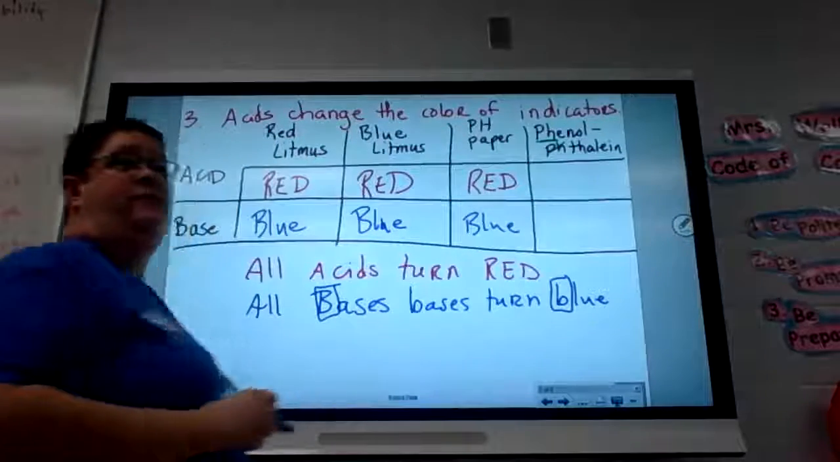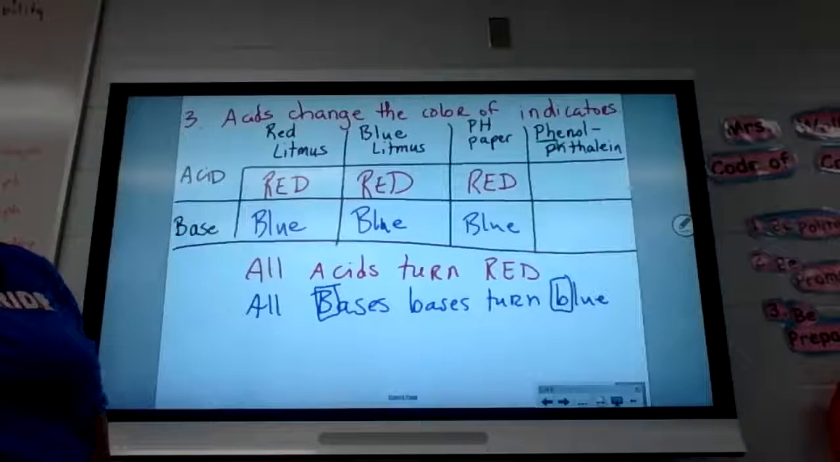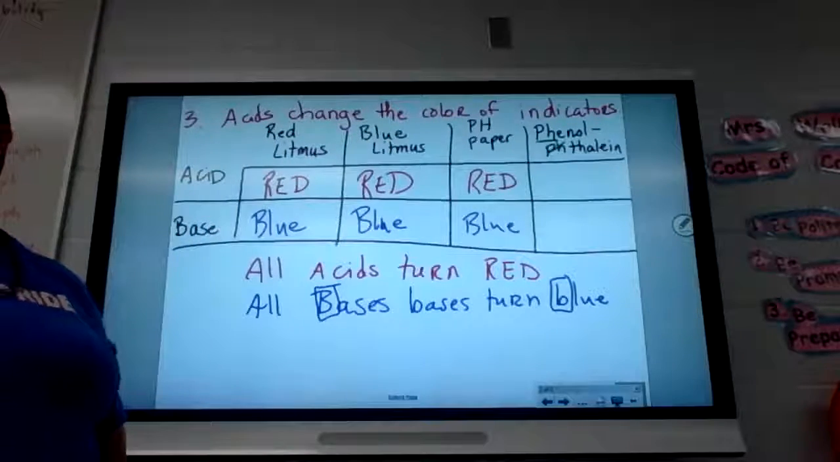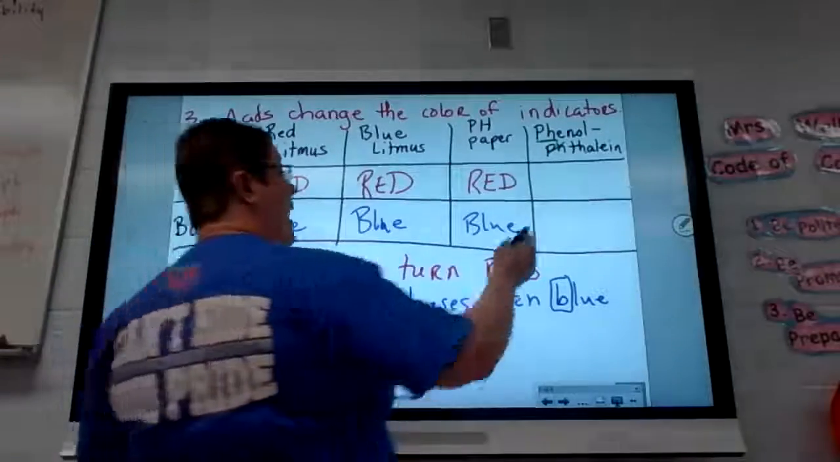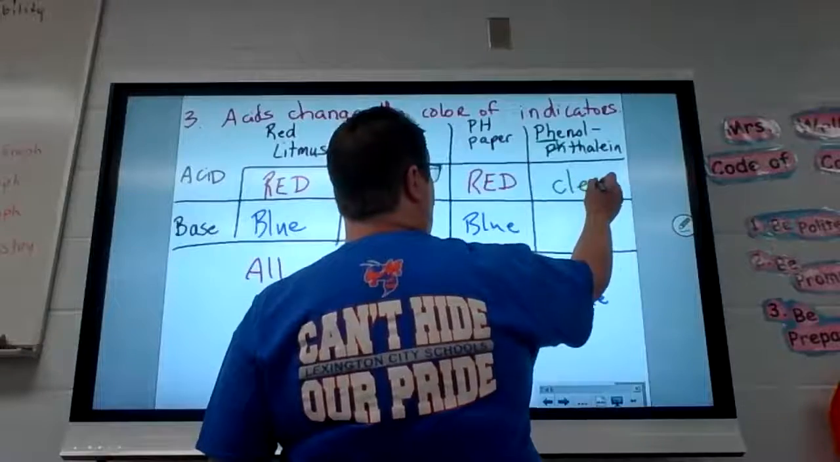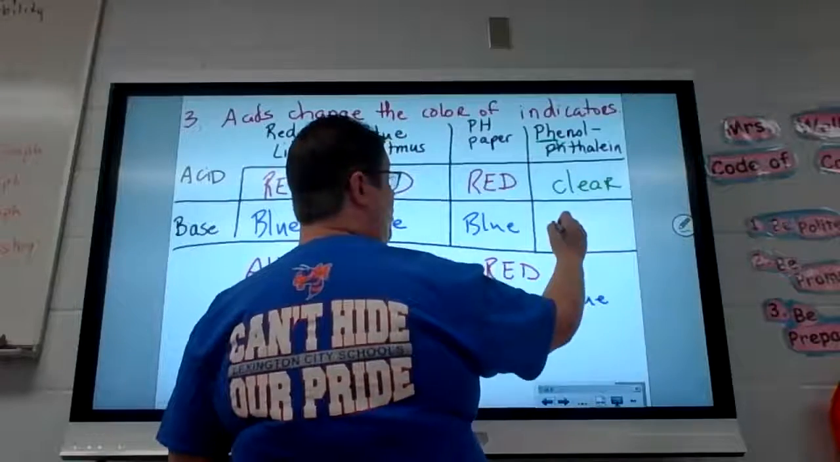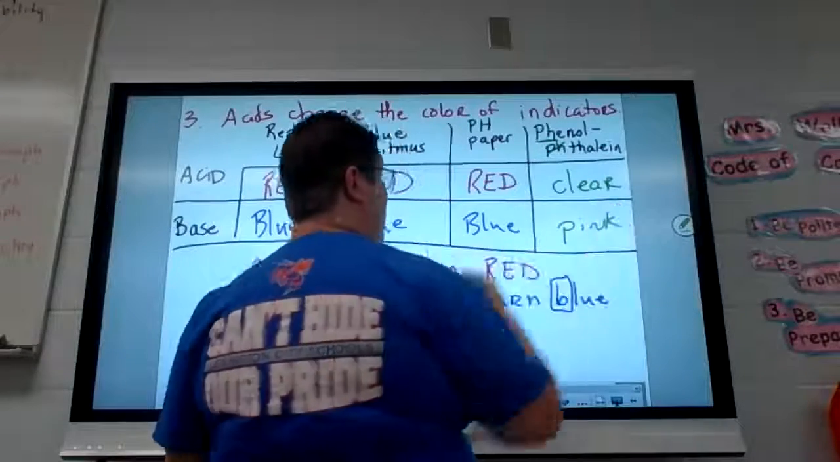Phenolphthalein. It's a liquid. Okay? It's an organic indicator. It comes in a liquid form. When you add it to an acid, it's clear. When you add it to a base, it's pink.